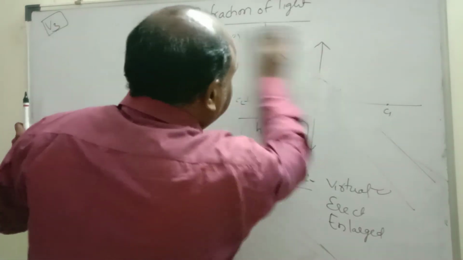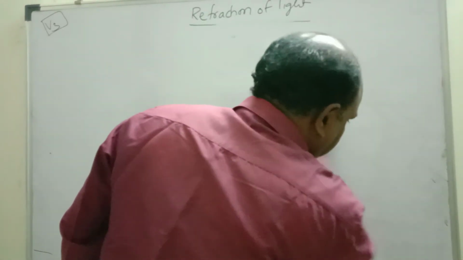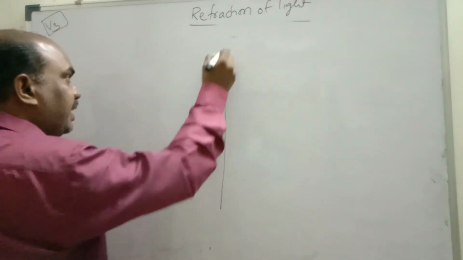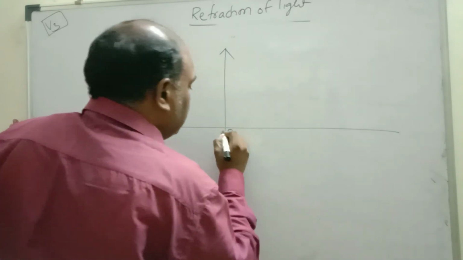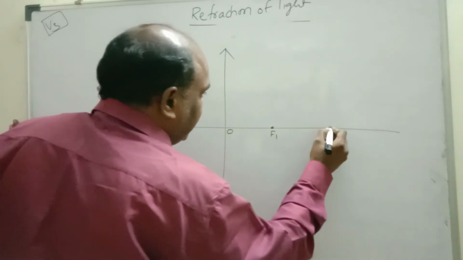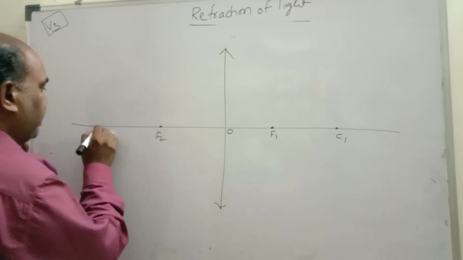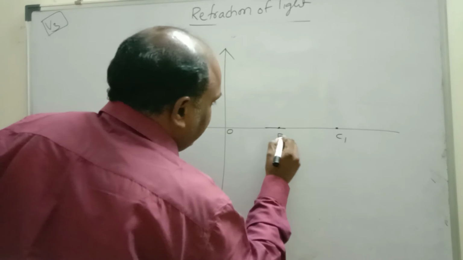Very interesting now. See, one big diagram, one big convex lens I am drawing. This is F1, this is C1, this is F2, here it is C2. A very big diagram I am drawing. Why? Because the analysis will be easy.